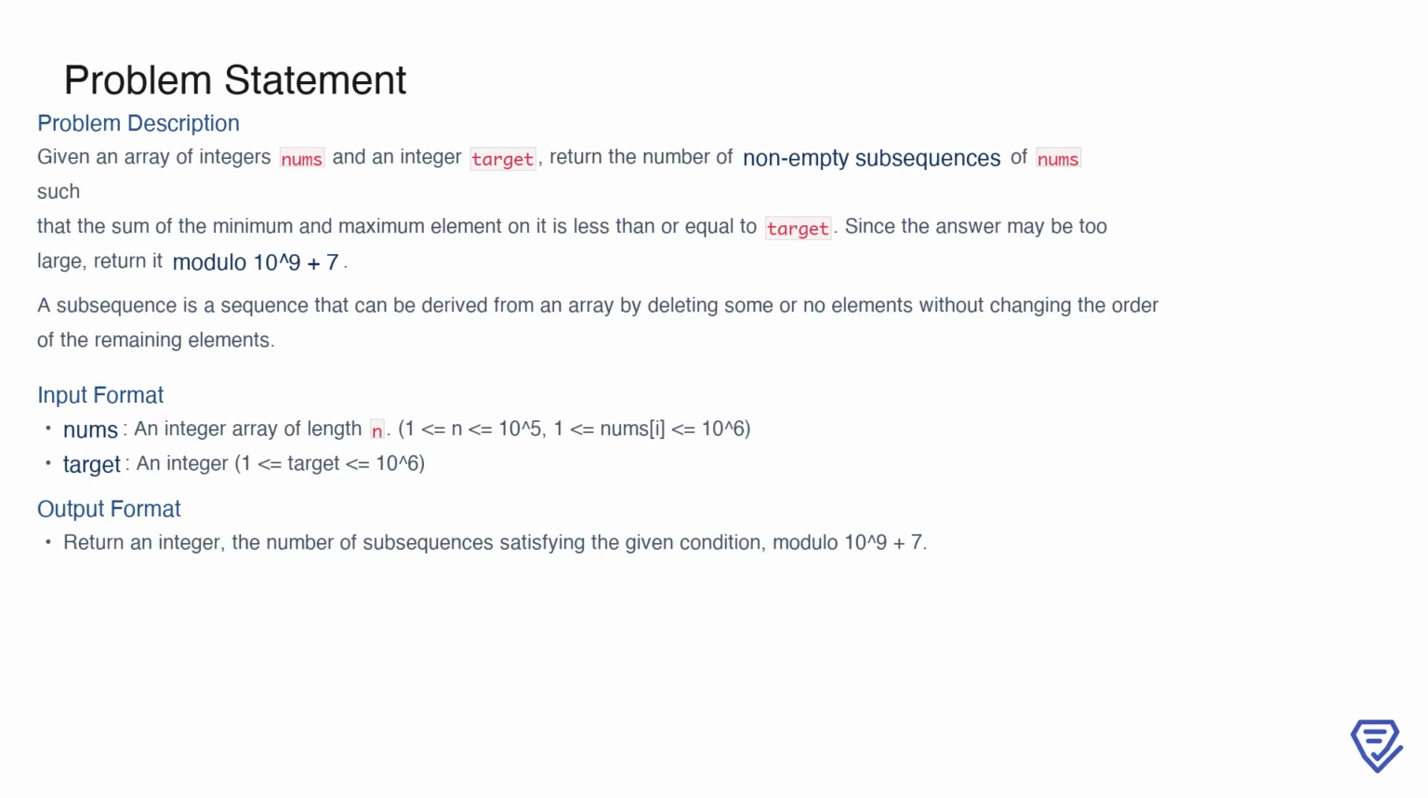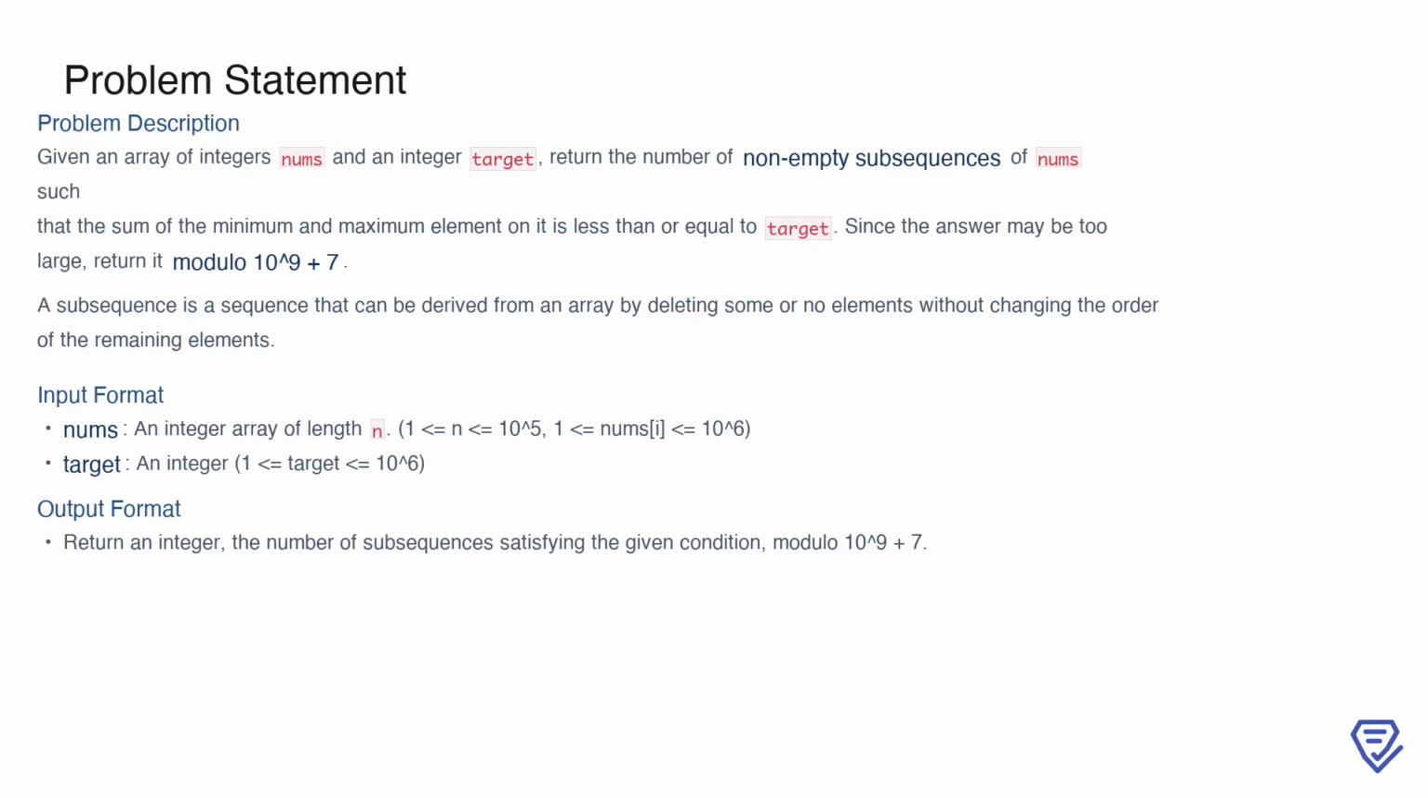In this problem, you're given an array of integers called nums and a target integer. The goal is to determine how many non-empty subsequences of nums satisfy the condition where the sum of the smallest and largest elements in the subsequence is less than or equal to the target. The input includes the array nums, where its length can go up to 100,000, and each element is between 1 and 1 million. The target is also a single integer, ranging from 1 to 1 million.